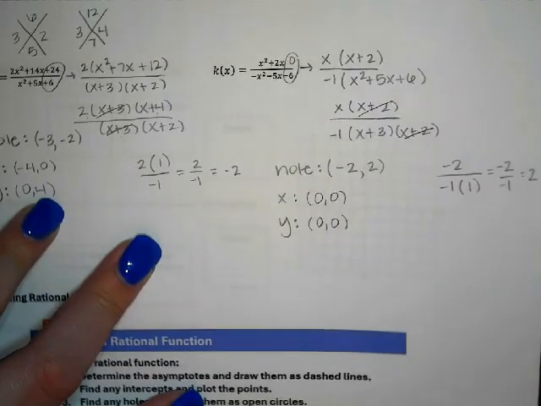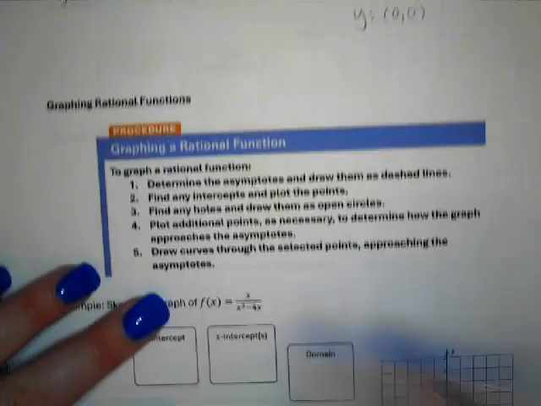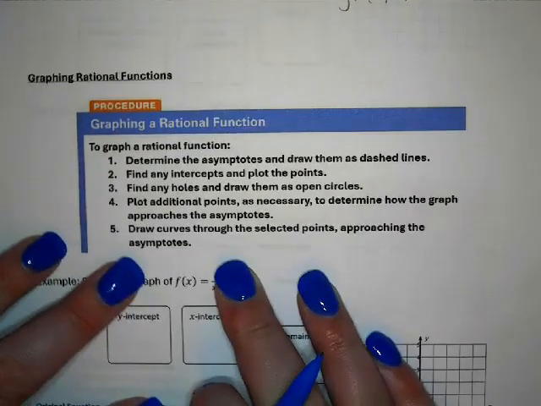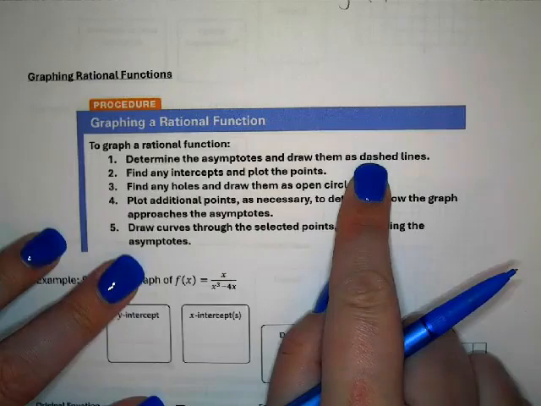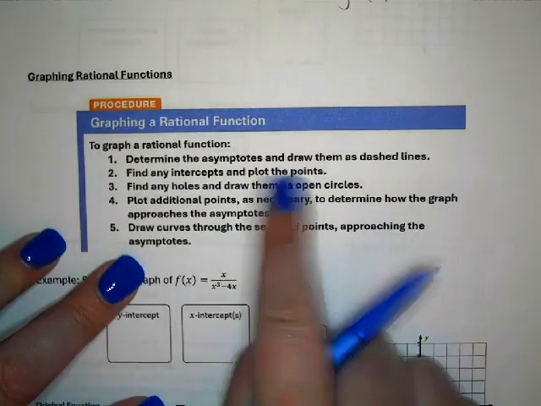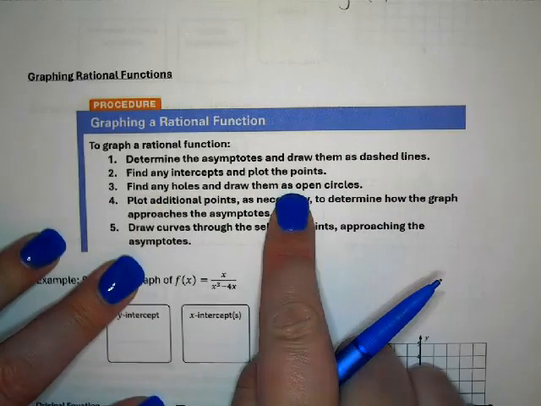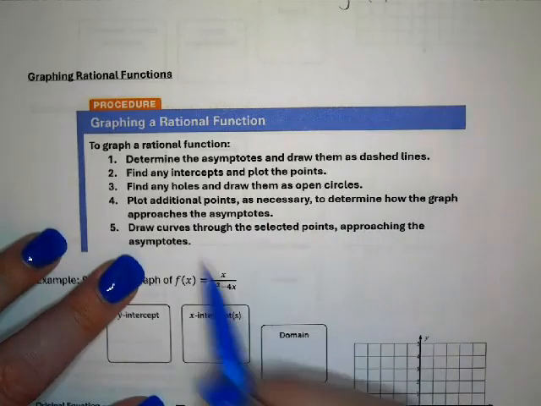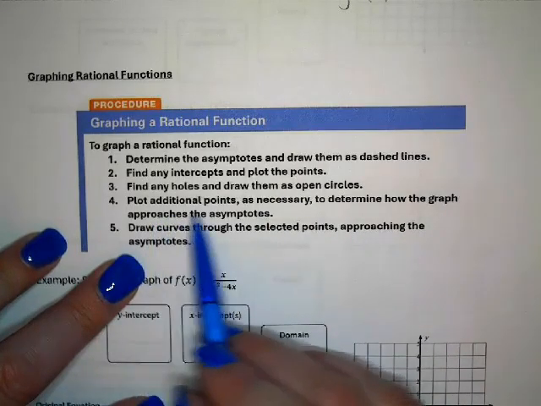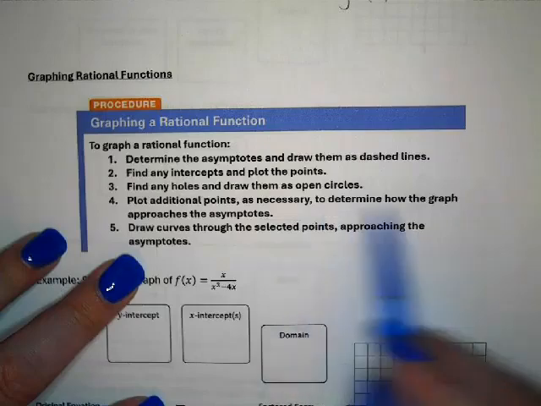Okay, so to graph a rational function, first determine the asymptotes and draw them as dashed lines. Find any intercepts and plot the points, find any holes and draw them as open circles. So that's all the stuff that we found. That's all that we've done so far. Then plot any additional points as necessary to determine how the graph approaches the asymptotes.